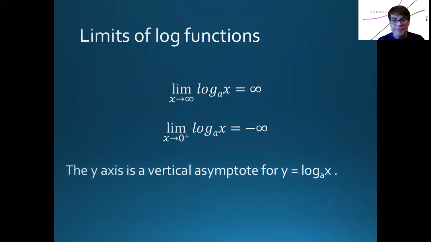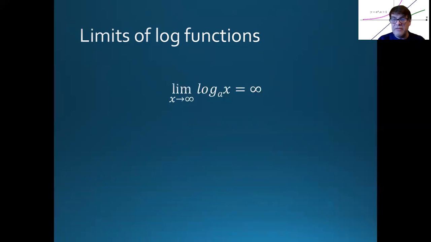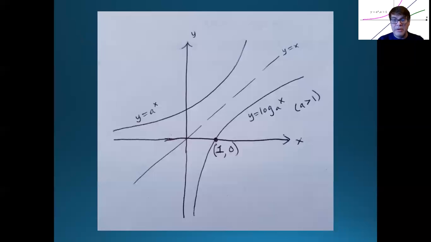Okay. Now, as you also see, the y-axis is going to be a vertical asymptote for y equals log base a of x. We see it right here, right? There it is. Because the further you get down, you never get to 0, but you go to negative infinity as you're headed toward y. So the y-axis is an asymptote on the left side for the logarithmic function.